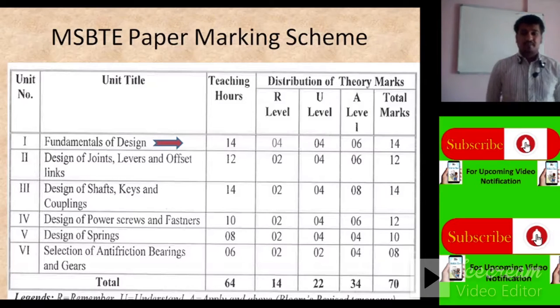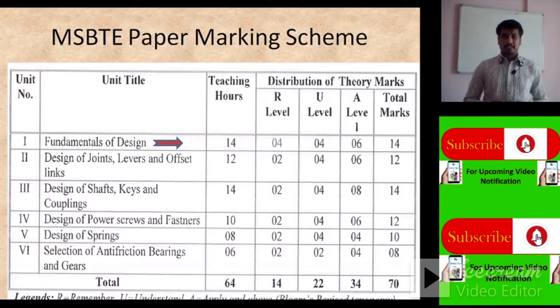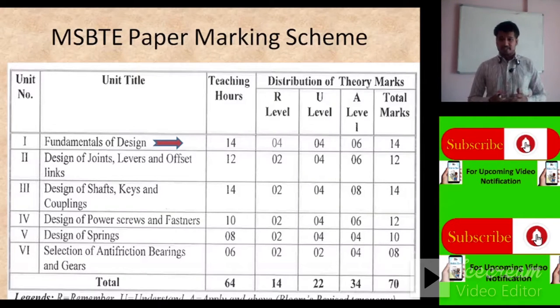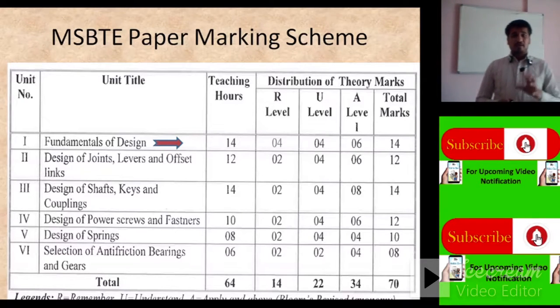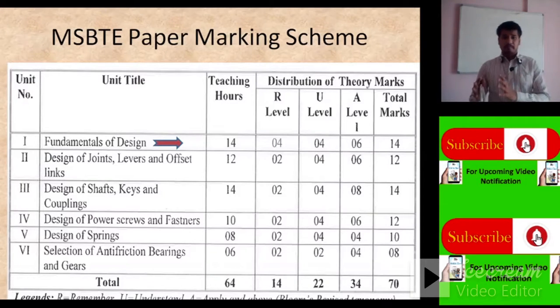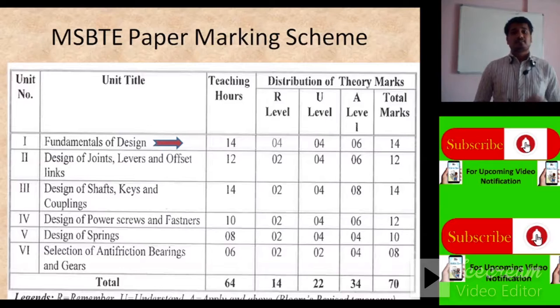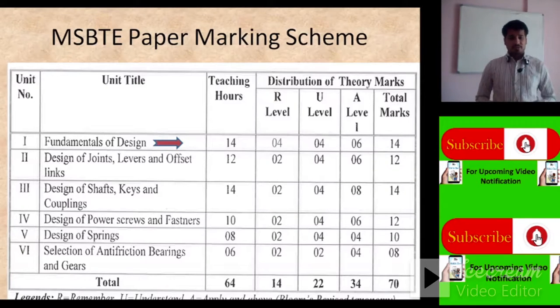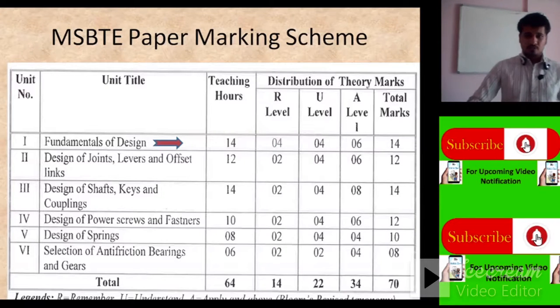Now we will see the first unit, which is fundamental of machine design. In this unit we have different properties of material, stress, strain and different types of stress, their formulas and definitions also. Then we have the fundamentals of machine design and the procedure of machine designing, what is meant by machine, and all the theory parts of machine designing. This unit is for 14 marks. Near about, by considering extra questions, this unit is up to 20 to 25 marks also.